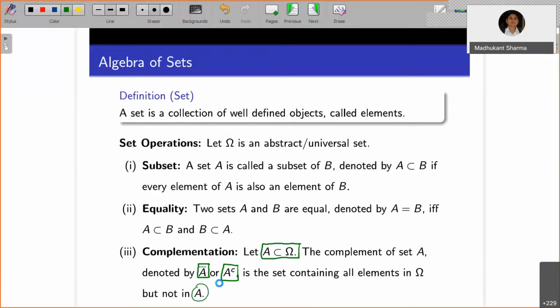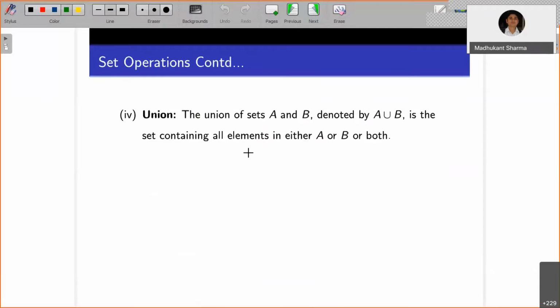Okay. Now union. The union of sets A and B, denoted by A union B, is the set containing all elements in either A or B or both. In set notation, A union B equals the set of X such that X belongs to A or X belongs to B. So X belongs to here, that omega, that complete set, the universal set.